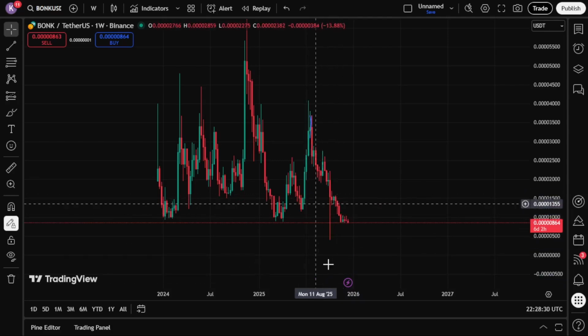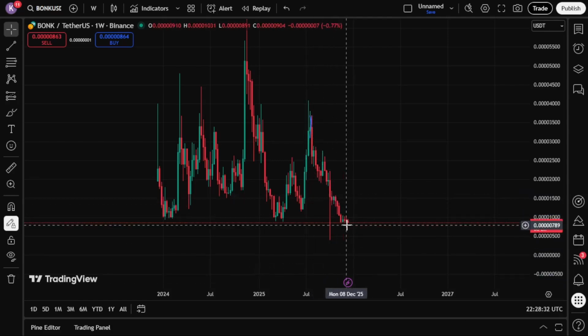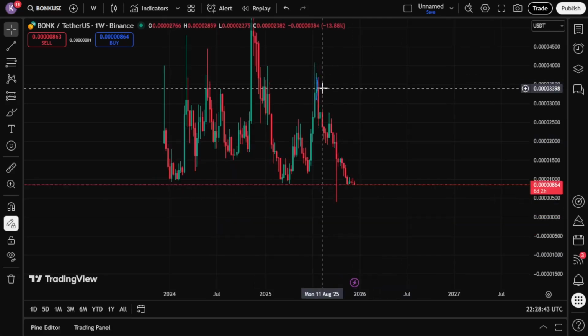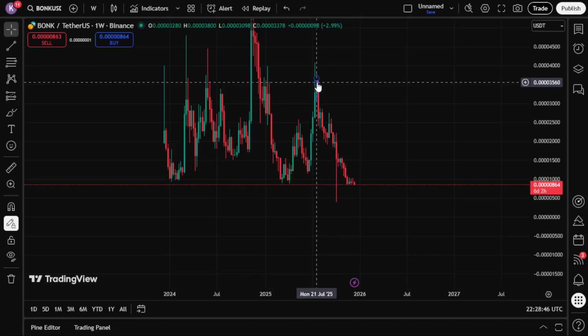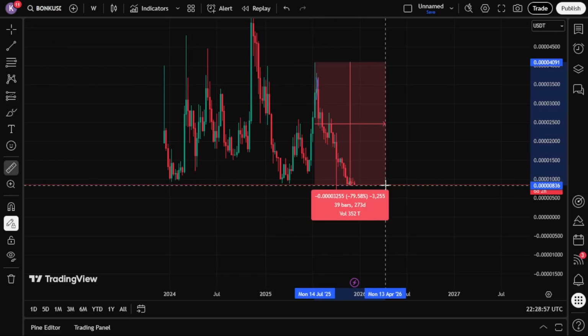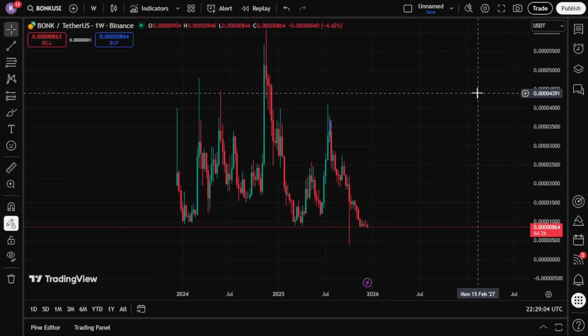But even after that recovery, it continued to drop, and now we are basically, as I said, at a new all-time low. Bonk has been looking very weak since about July, with it dumping about 80% in just a few months. We can see that actually very similarly to some other altcoins that I have covered.